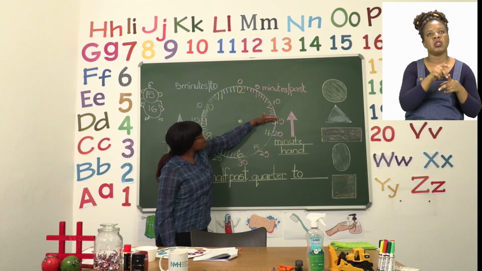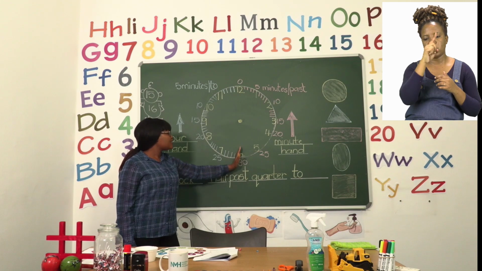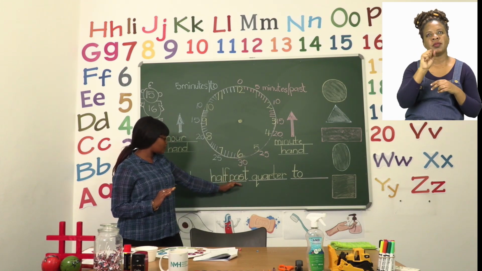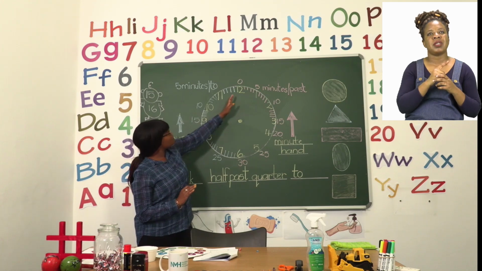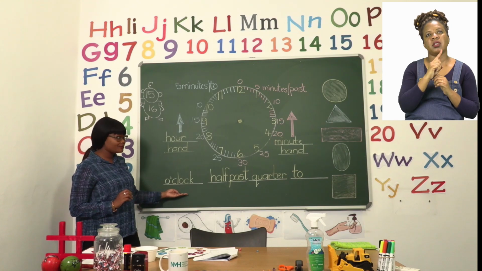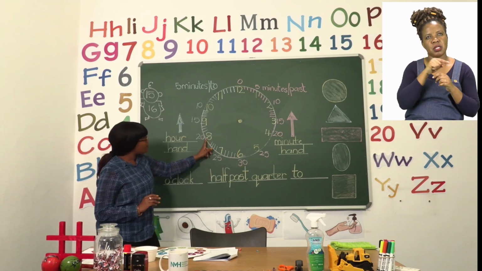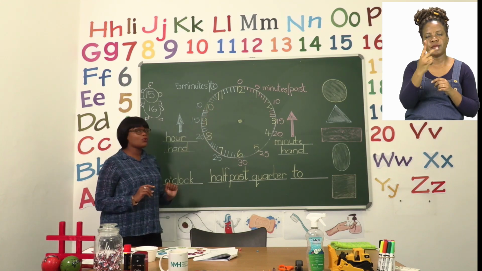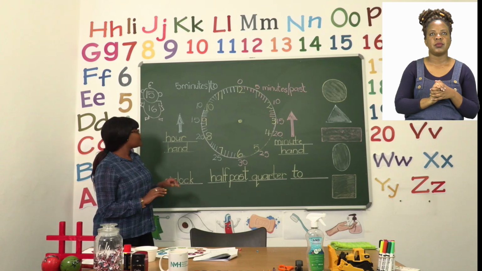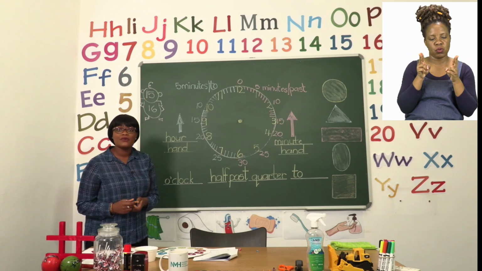5, 10, 15, 20, 25, 30. When we get to 30, we say it is half past. And then when the minute hand is at 12, we say that it is o'clock. Now, if the minute hand passes 6 and starts going back up to 12, we say 2, the hour, any hour. Now this is the hour hand, the one that moves much slower than the minute hand.